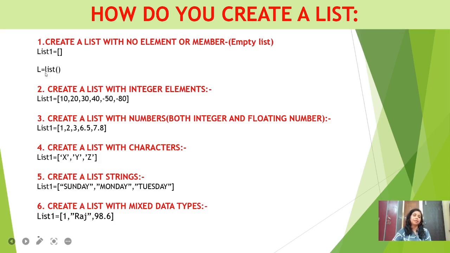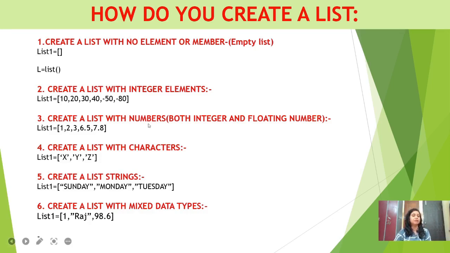Similarly, the second way is L equal to list method. The list method is also used to create a list, but here no values are there, so this is also an example of an empty list. The second way is to create a list with integer elements. Integer means both positive and negative numbers you can store. For example, list 1 equal to 10, 20, 30, 40, minus 50, minus 80, like that. Only integers I have stored.